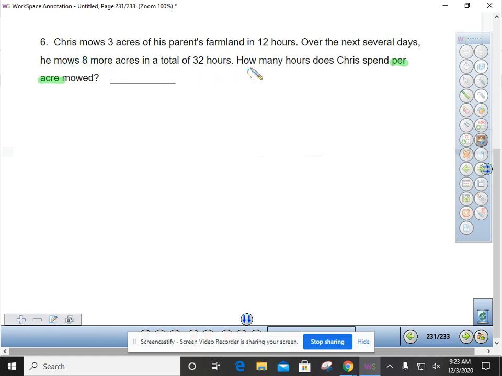You pick. Which one do you want to use? 3 and 12. So what are your words? Acres and hours. Write your proportion. And we know we do 3 acres in how many hours? 12. So it's asking us about per acre. Where does that go? The top.